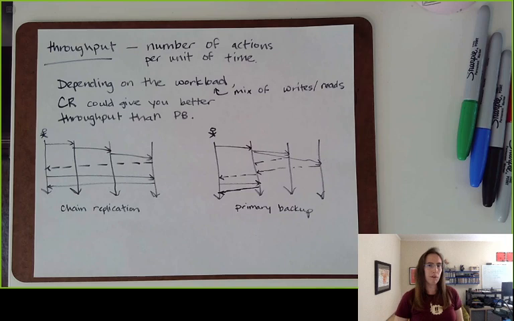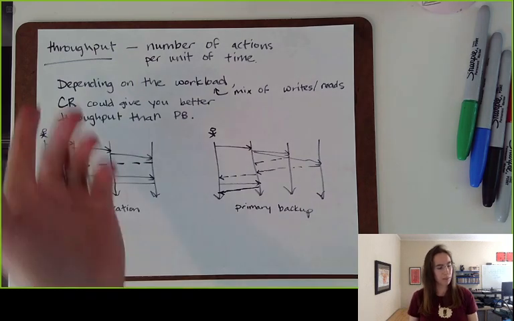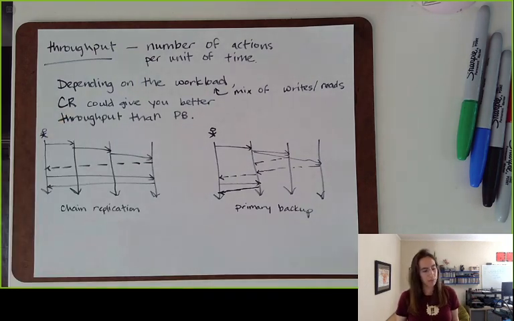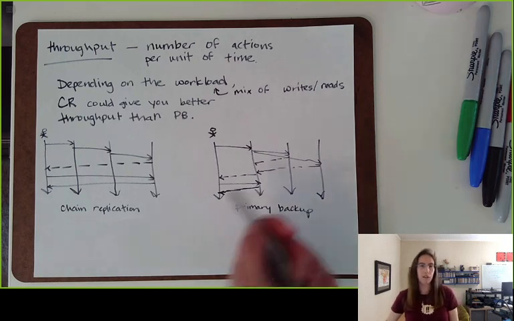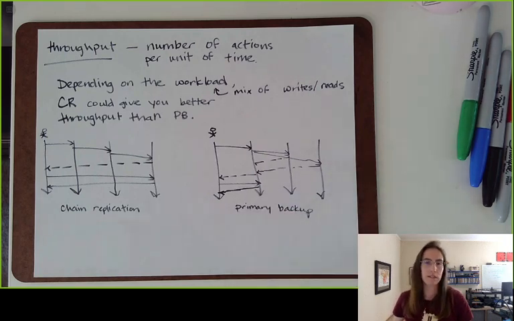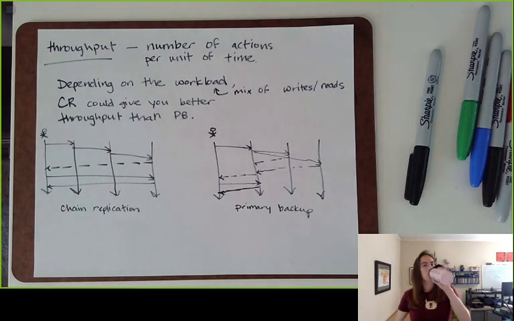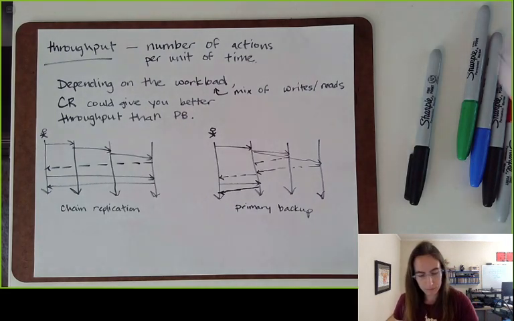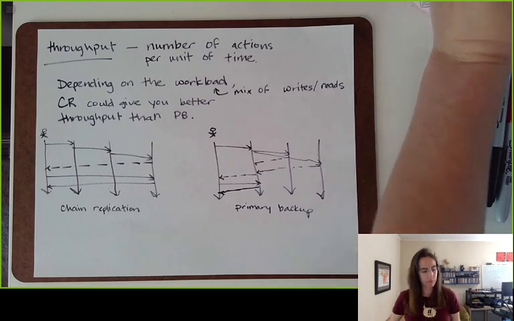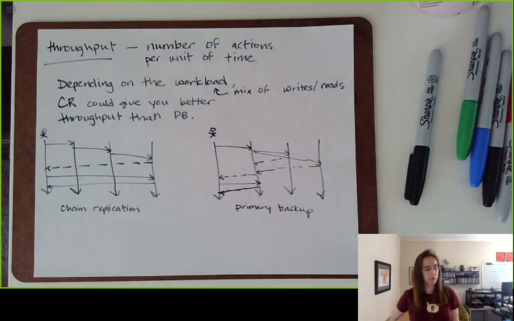Somebody suggests that primary backup gives you faster. So we're not talking about faster, right? What we're talking about here is throughput. We're talking about the number of actions per unit of time. So let's say you're doing entirely writes. Is primary backup better in that situation? What do you think? About the same.